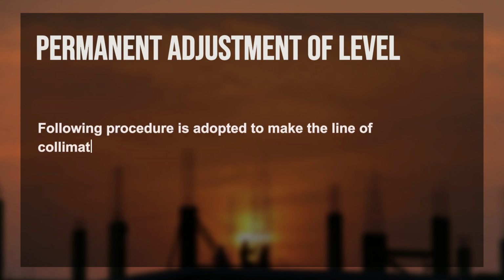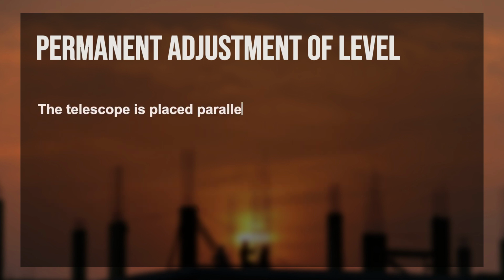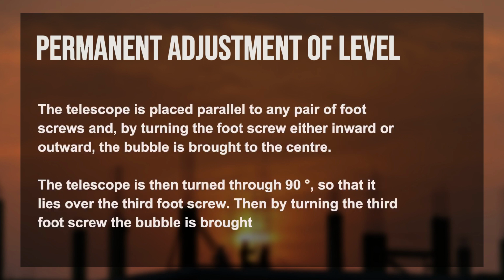The following procedure is adopted to make the line of collimation parallel to the axis of the bubble tube. The level is set up on fairly level ground with its legs well apart. It is firmly fixed on the ground so that it does not shake. Next, the telescope is placed parallel to any pair of foot screws, and by running the foot screws either inward or outward, the bubble is brought to the center of its run.